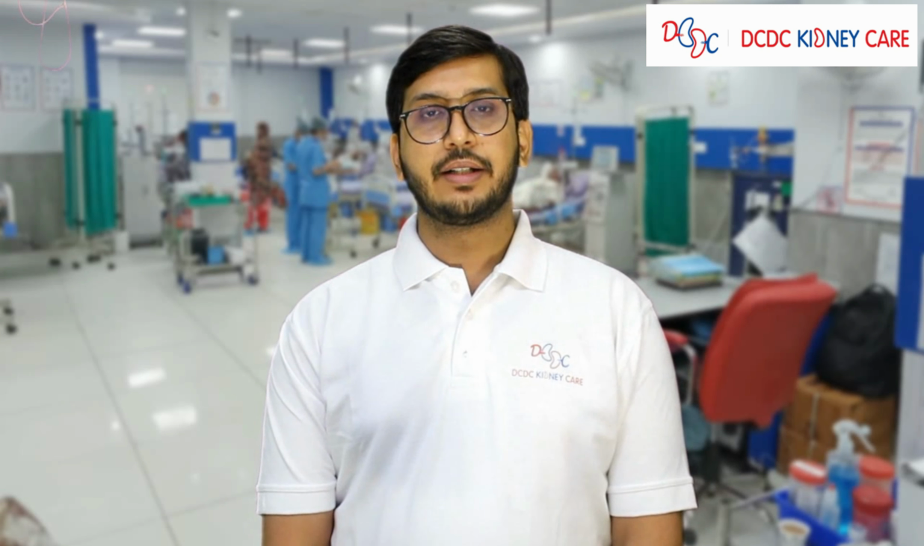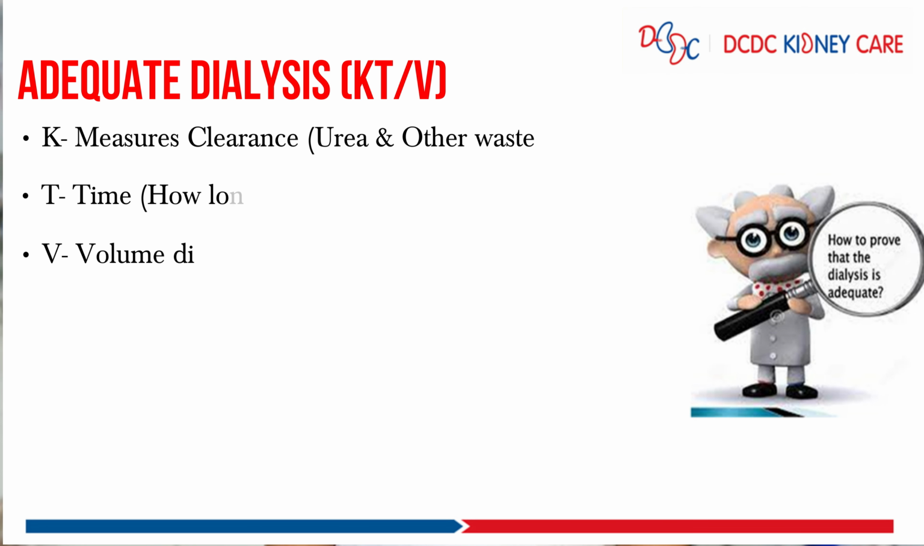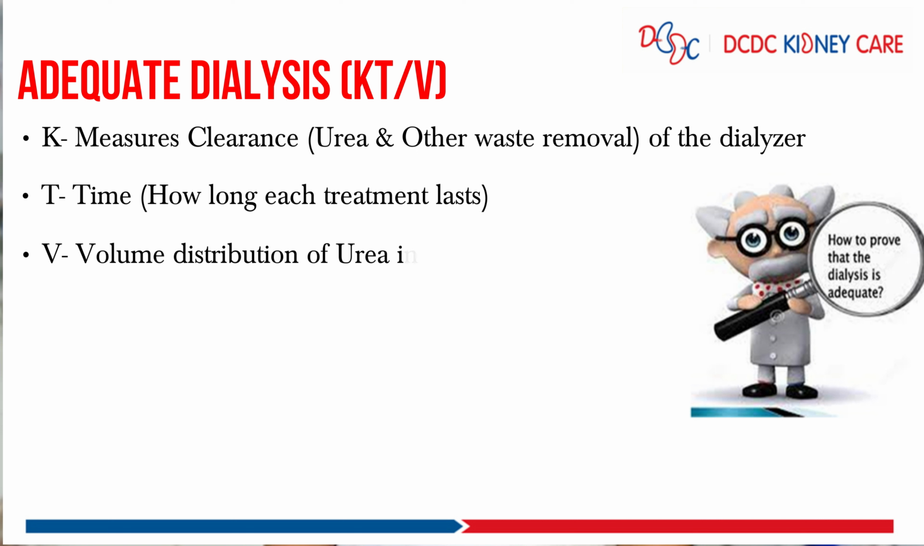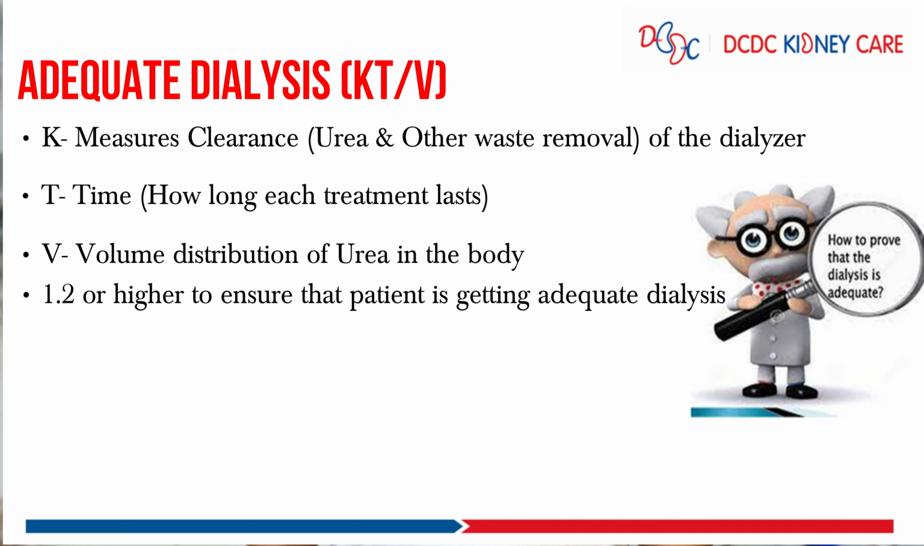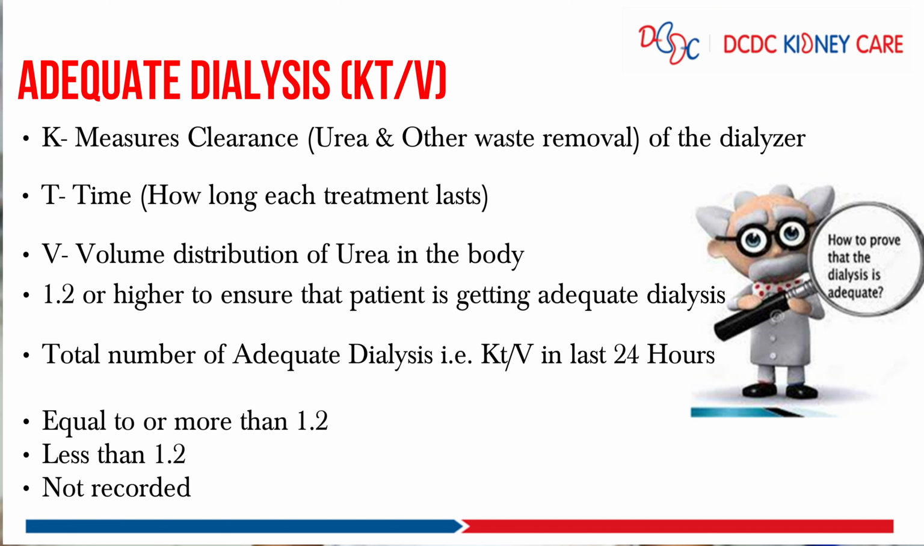The second indicator is adequate dialysis. First of all, what is adequate dialysis? Adequate dialysis is when the KT/V value is 1.2 or more than 1.2. In this indicator, we capture three parts: the first is if the KT/V value is equal to or more than 1.2, second is KT/V value less than 1.2, and third is if KT/V is not recorded.